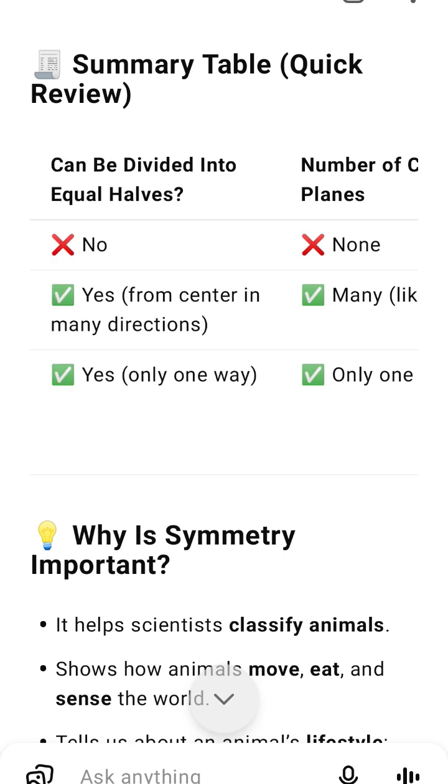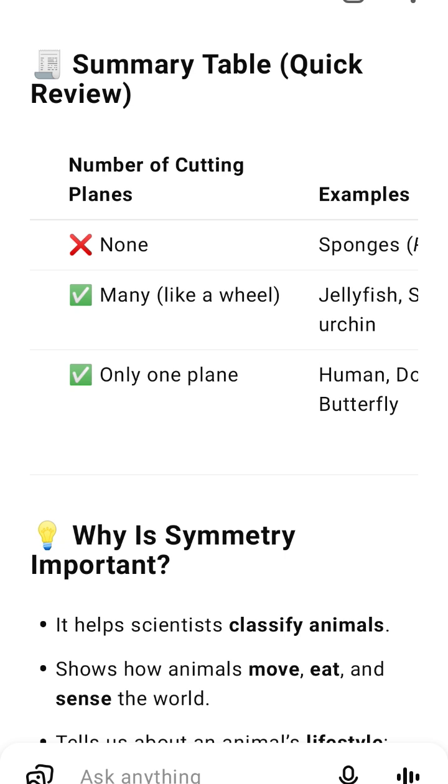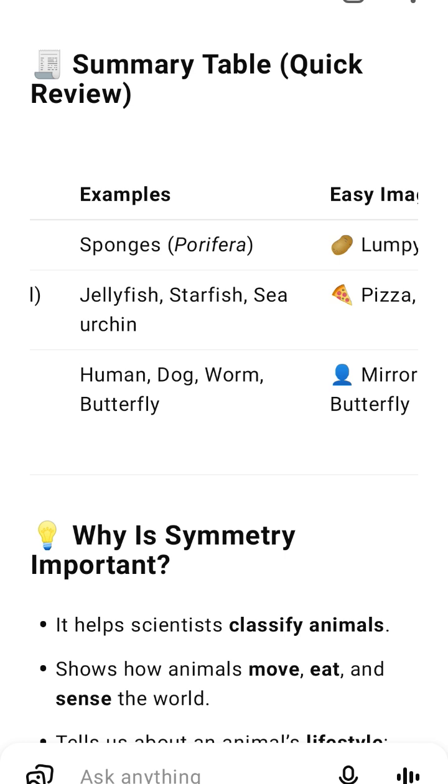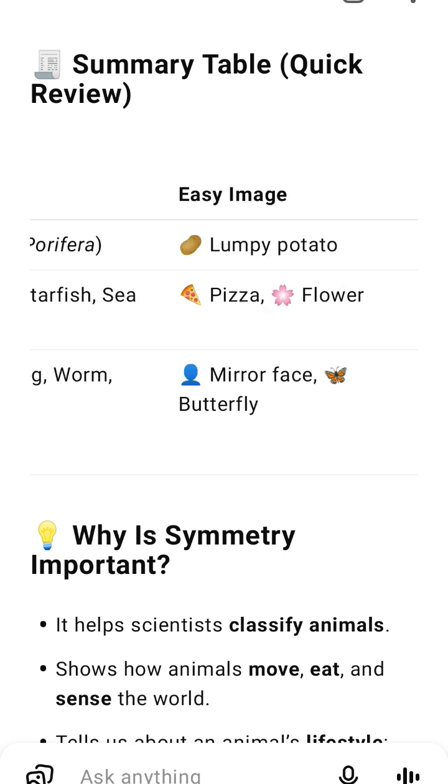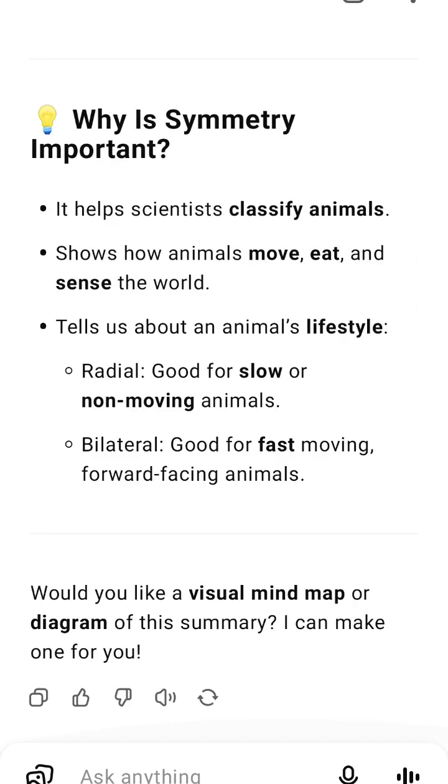Summary table, quick review. Type, can be divided into equal halves, number of cutting planes, examples, easy image. Asymmetry: no, none, sponge, potato. Radial symmetry: yes, from the center in many directions, jellyfish, starfish, sea urchin, like a pizza, wheel, or flower. Bilateral symmetry: yes, only one way, only one plane, human, dog, worm, butterfly, mirror face.